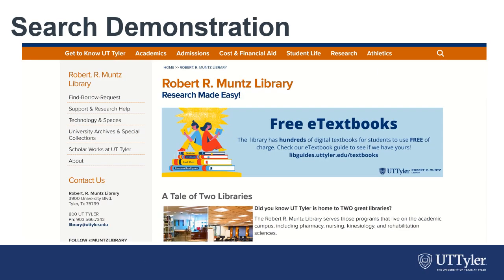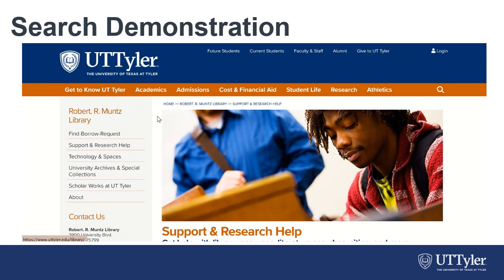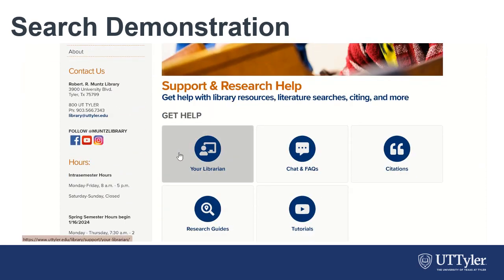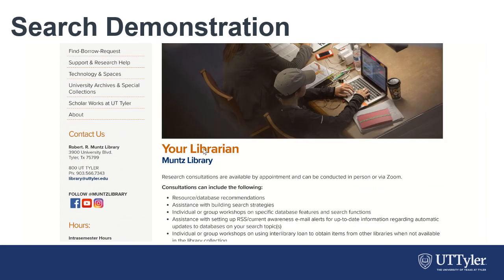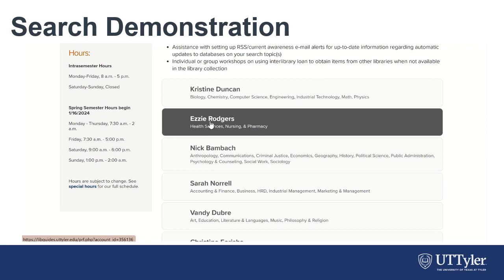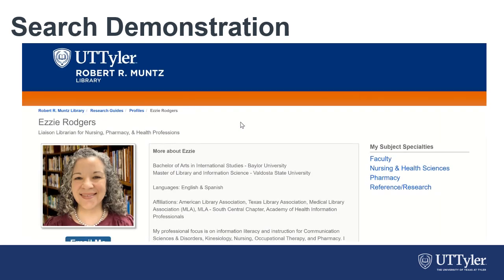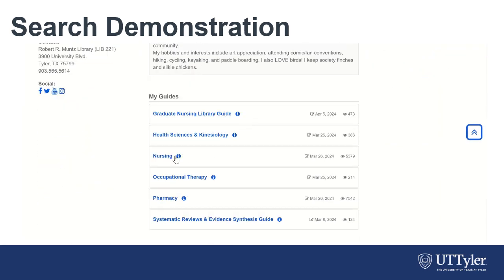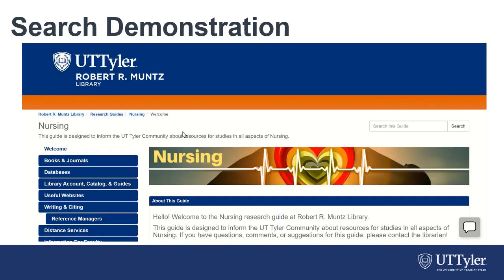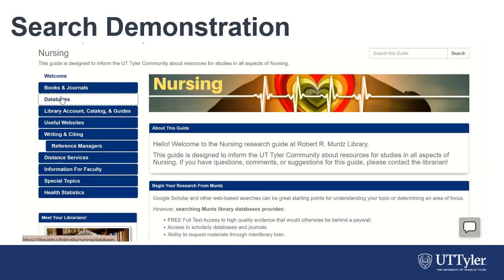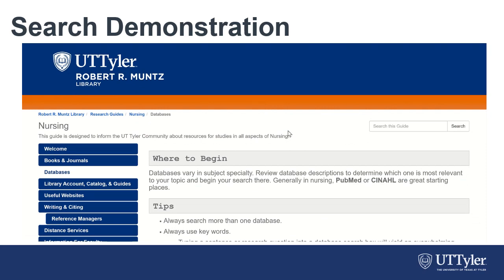Let's show you an actual search. You can use your link in Canvas to get directly to the nursing guide, of course, but I'll show you the long way just so you know how to use it. From the library homepage, go to Support and Research Help. Select your librarian, find my name, then scroll down to the nursing guide. From there, you're going to go to the databases page.